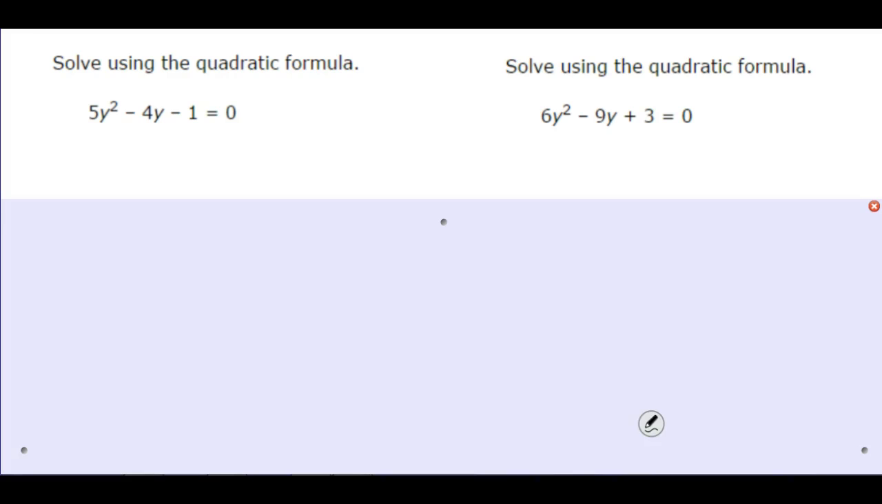With number 1, or with the first one that we're going to do, what is A? 5. What is B? 4. Nope. -4. That is very important. What is C? -1. -1. Those minuses are extremely important, because if you don't get those pluses and minuses right and know whether it's really positive or negative, then you're going to get a false answer. Now pause and use the quadratic formula to find your answers.